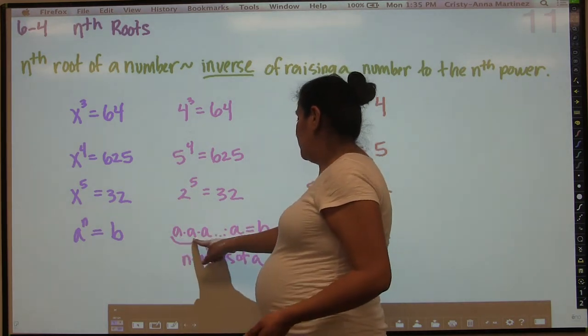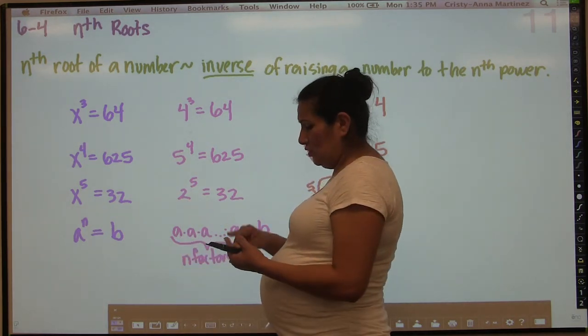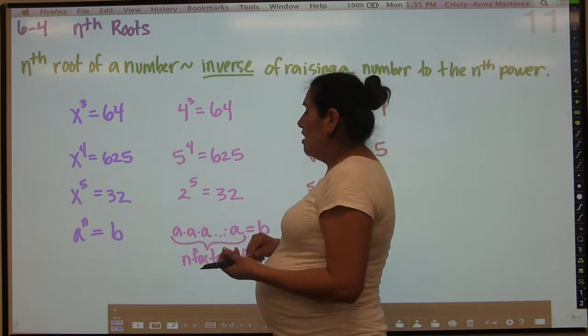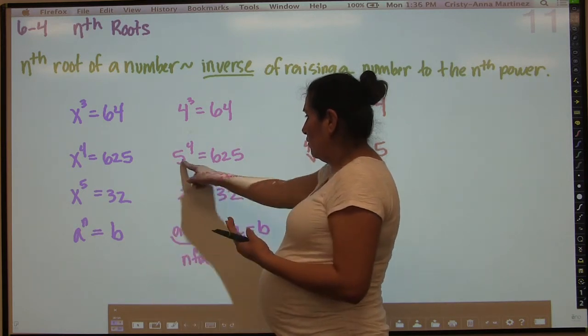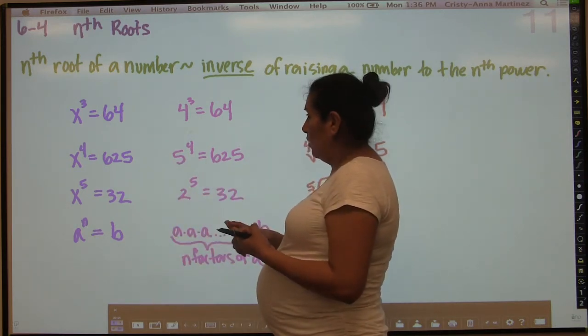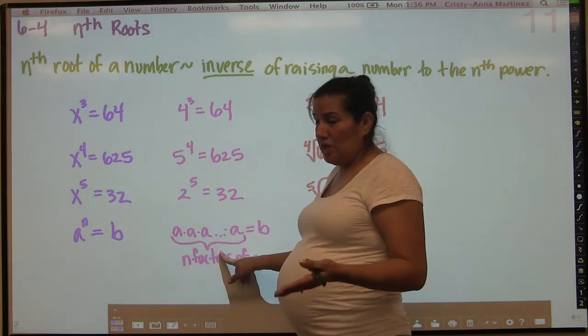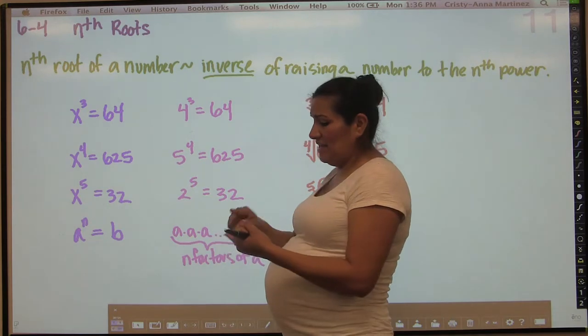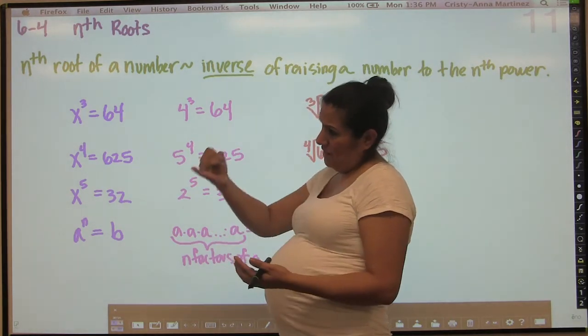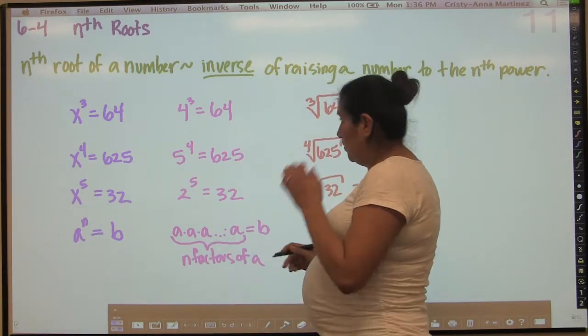So this just represents, for example, in this case, 2 times 2 times 2 times 2 times 2, 5 times. 5 times 5 times 5 times 5, 4 times. 4 times 4 times 4, 4 cubed. And in this case, whatever n is, a generic number. So if n was 7, you have a times a times a times a times a times a times a would equal whatever b was.